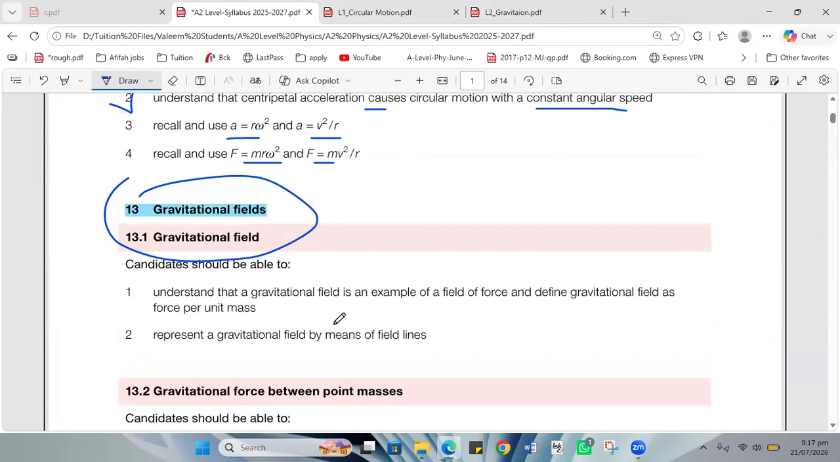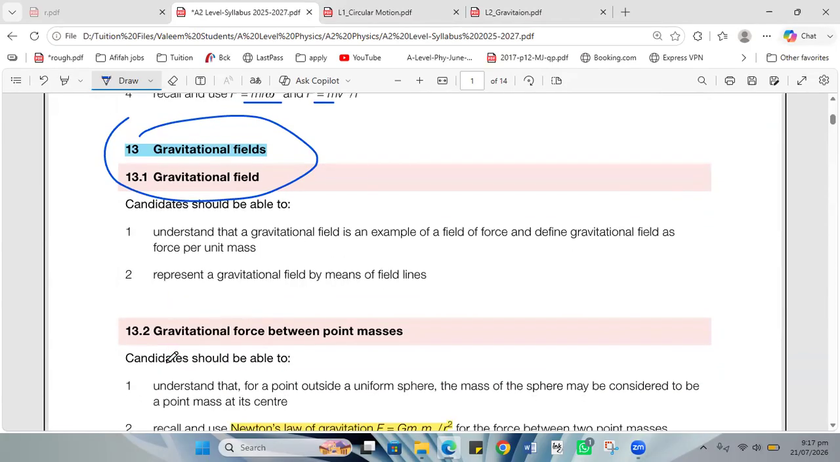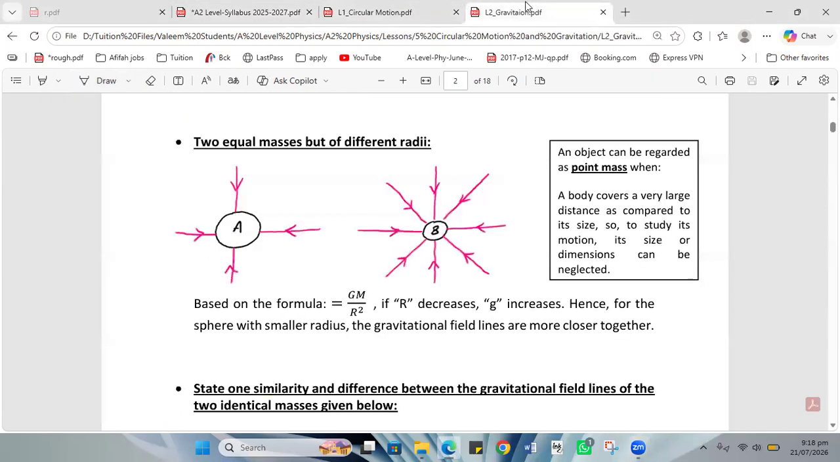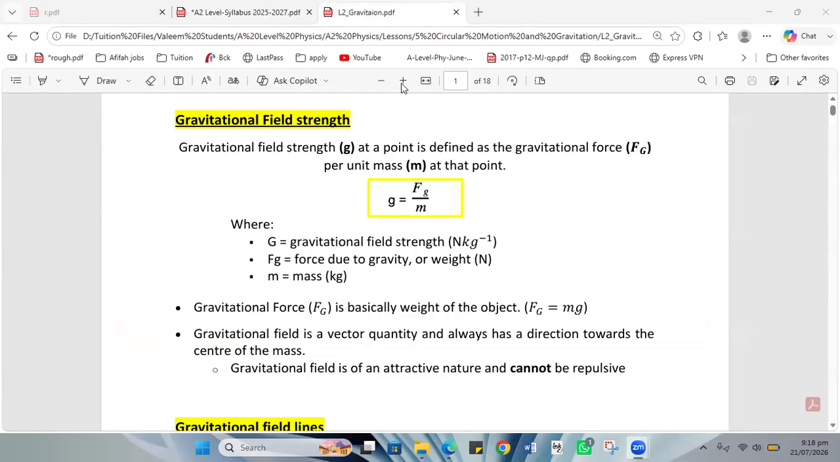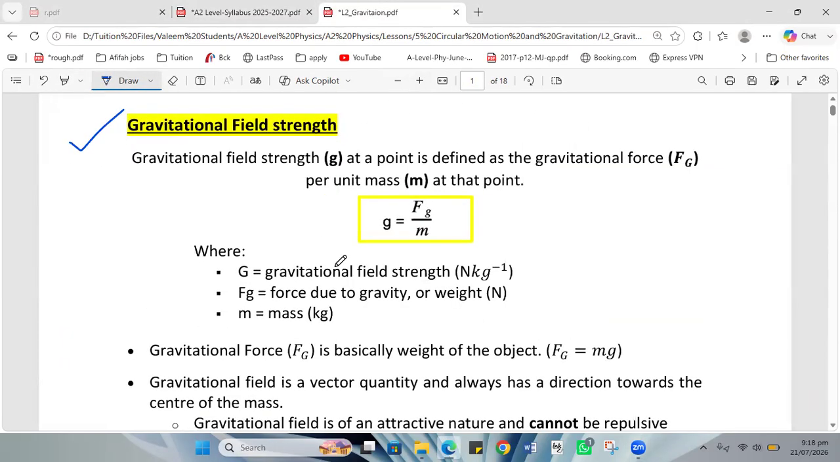Now, I want to give you a heads up. Gravitational fields and electric fields, these two topics are very similar. You'll find a lot of similarities between them. So if you thoroughly go over the gravitational field topic, the electric field topic will be easier for you. You will notice a lot of similarities. So starting off with our next topic, gravitational fields.